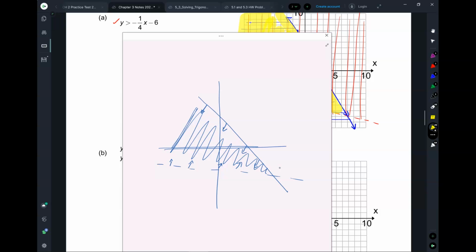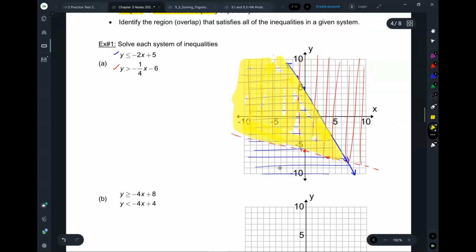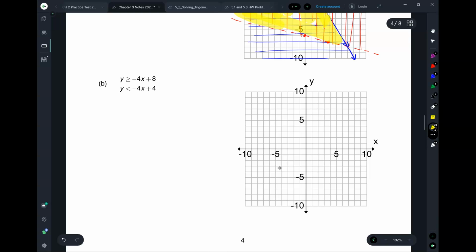So here, this one, negative 4x plus 8, negative 4x plus 4. What's the first thing you notice about those two lines? Same slope, meaning they're parallel lines, right? So one of them has y-intercept 8, and it's negative 4 over 1, like this. And the other one, okay, so where are we going to shade this one? Above or below? Above, right?